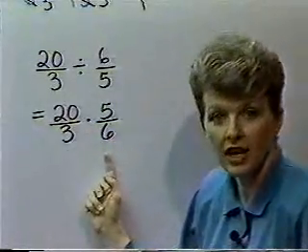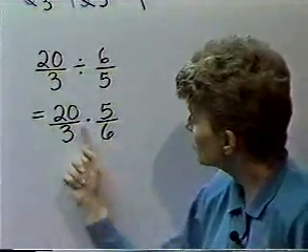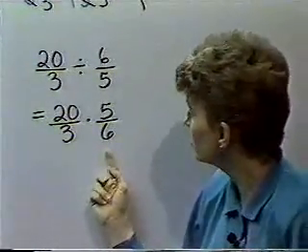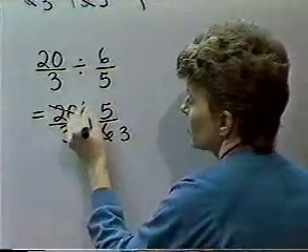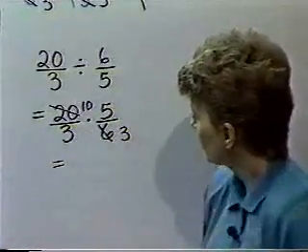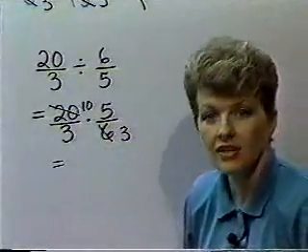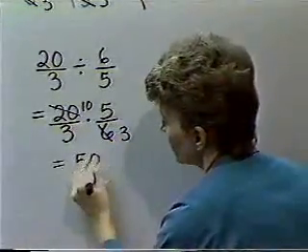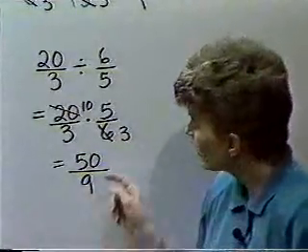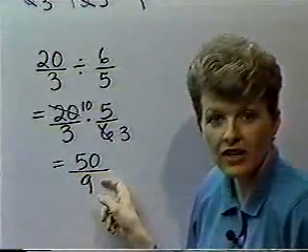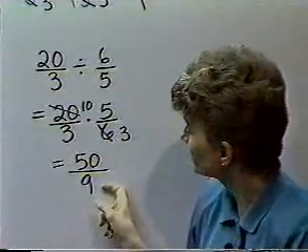Now that this is a multiplication problem, we can look for any possible canceling. 6 and 20, there's a common factor of 2. 6 divided by 2 is 3, and 20 divided by 2 is 10. That's all the canceling I can see. So numerator times numerator, 10 times 5, that's 50 over 3 times 3, which is 9. My quotient is an improper fraction, but it is reduced to lowest terms, 50 over 9.